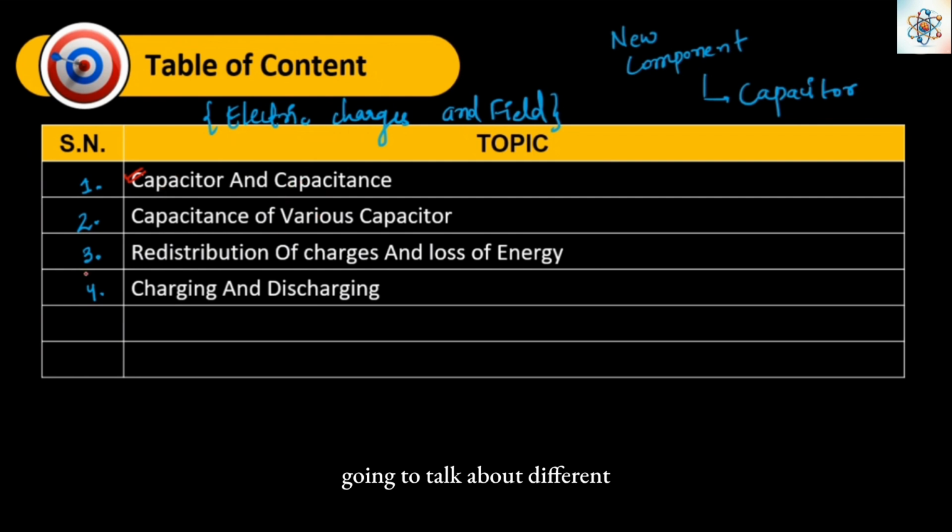So we're going to talk about different types of capacitors, how charge is actually transferred from one plate of the capacitor to another plate, and what is the loss of that energy. Also, we're going to talk about how we can make a capacitor charged and discharged. We'll talk about that also.